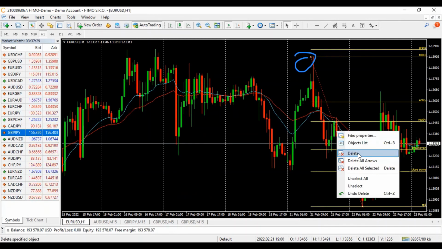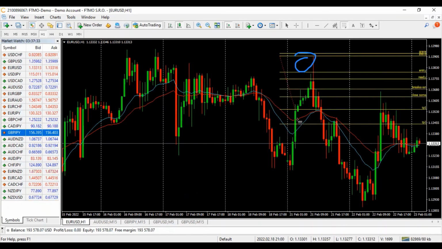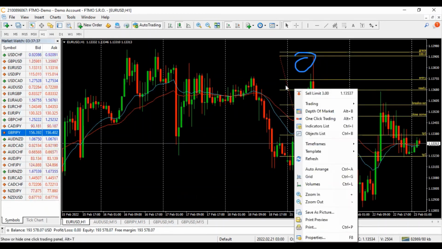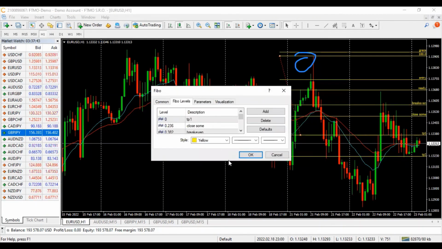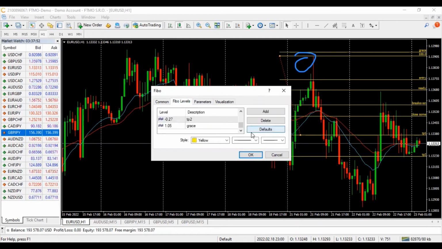Let me just go to the parameters once and for all. Okay, so for my Fibonacci, this is what we do. This is how I set it. Let me give you my exact setting. Here I have my fib levels. Let me put it this way, so you can always pause the video.